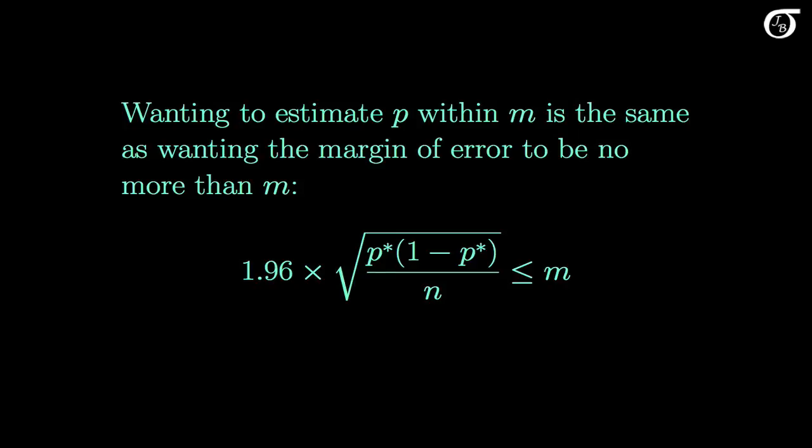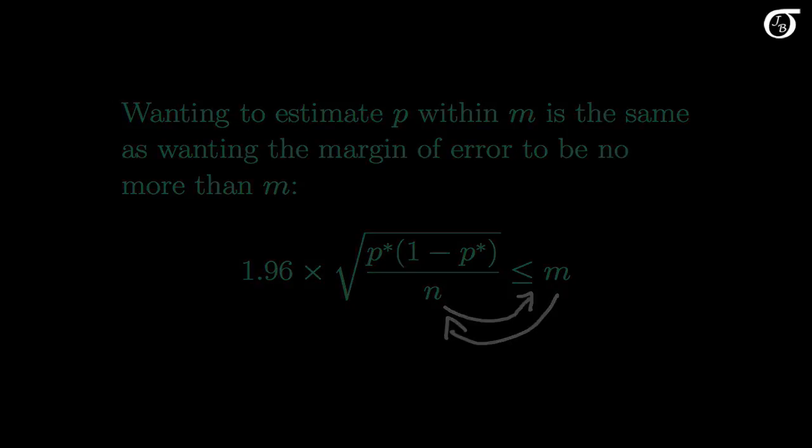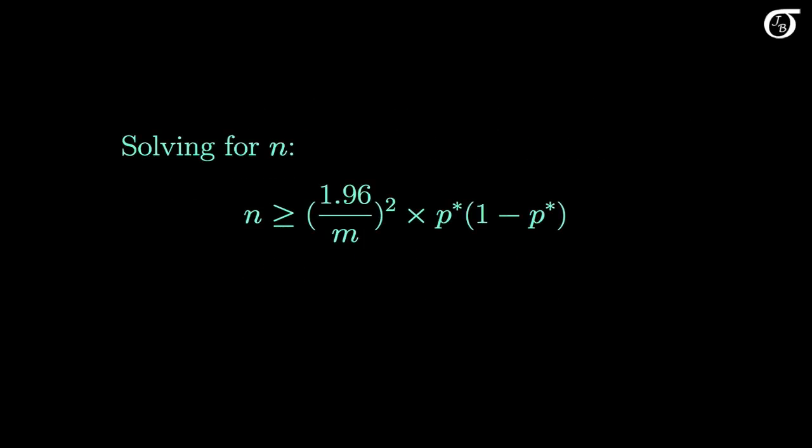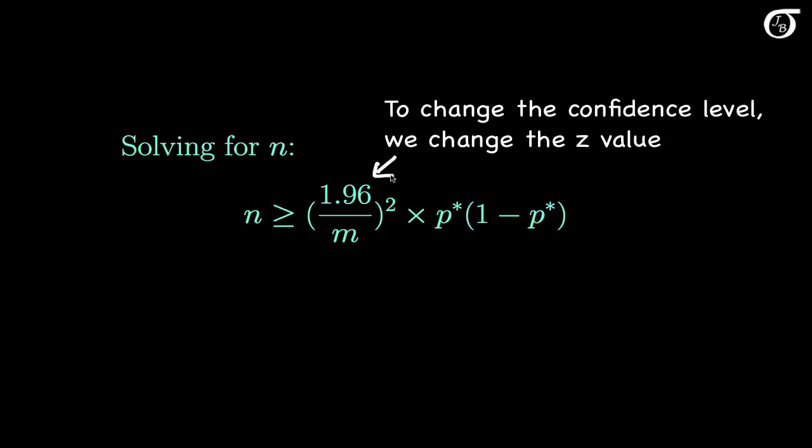Now we need to isolate the sample size n. I'll let you work through the details of the algebra, but we'd isolate the sample size n by multiplying both sides by the square root of n, dividing both sides by the margin of error m, and then squaring both sides. We end up with this. To estimate p within m with 95% confidence, we would need a sample size of at least this many observations. To change the confidence level from 95% to something else, we change the z value.